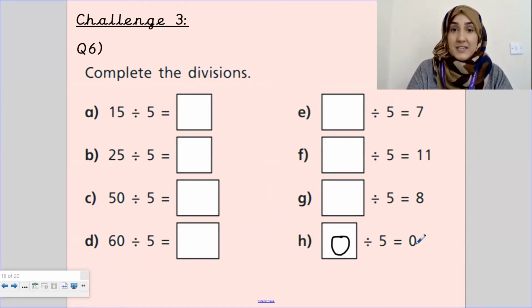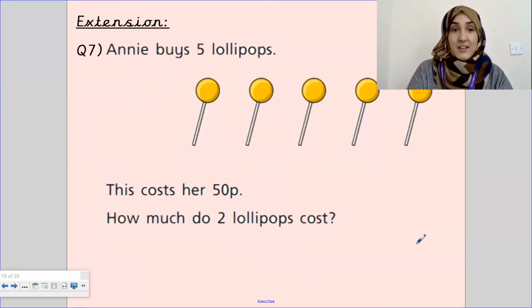Okay, once you have completed question number 6, you are then going to complete the extension if you choose to. And question number 7 is, Annie buys 5 lollipops. This costs her 50 pence. How much do 2 lollipops cost?